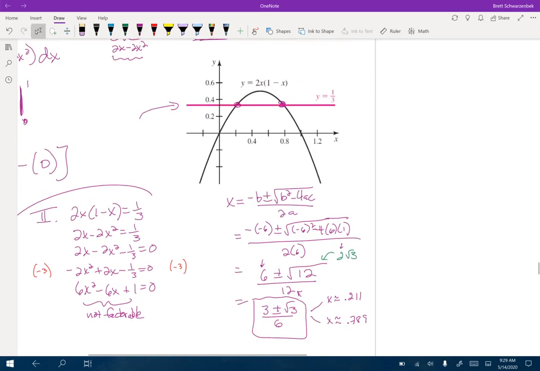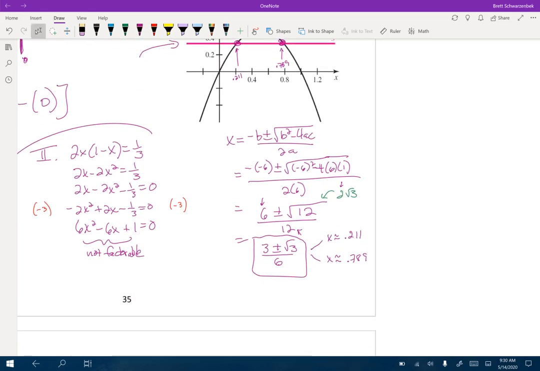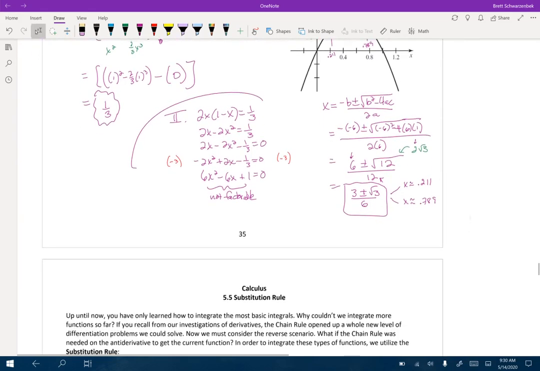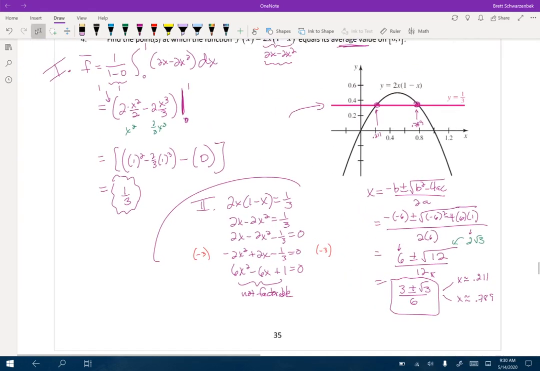It does appear that we're approximately at 0.211 for our first point, and it does appear that we're approximately at 0.789 for our second point. So that would be basically the result of the problem. I wanted to give you one with the quadratic formula just to verify that all was good in case you ran into that.